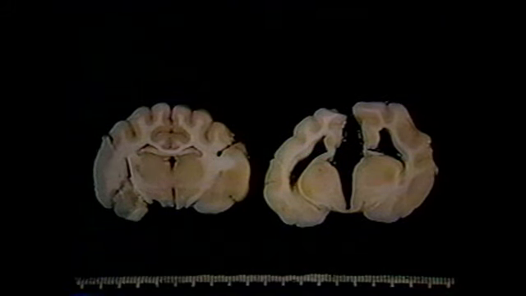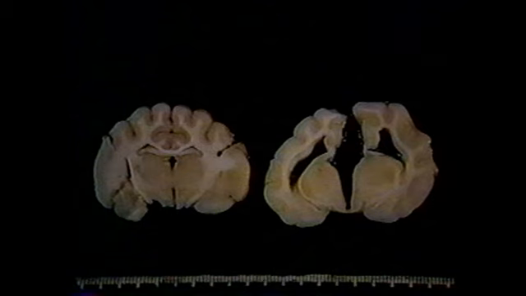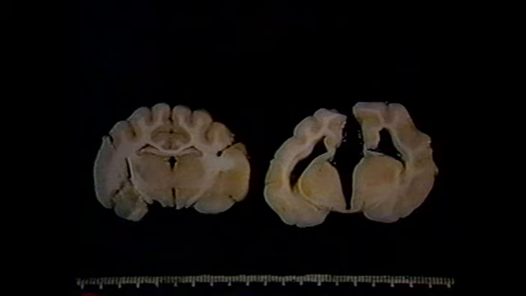This is a section from a cat's brain, normal on the left, abnormal on the right. This is a case of agenesis of the corpus callosum. This is often seen in association with other defects in the brain as well.